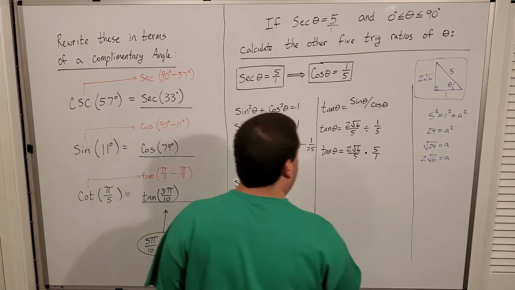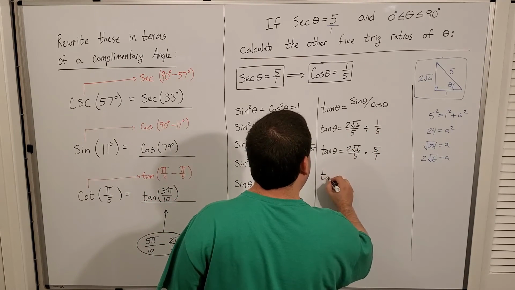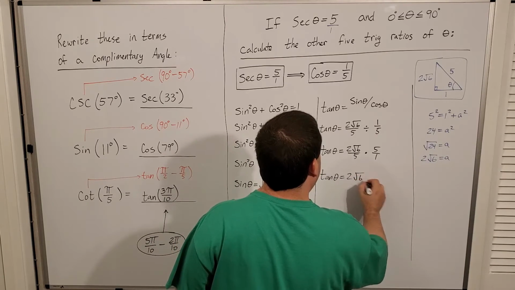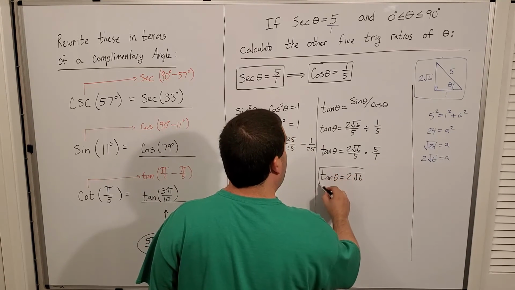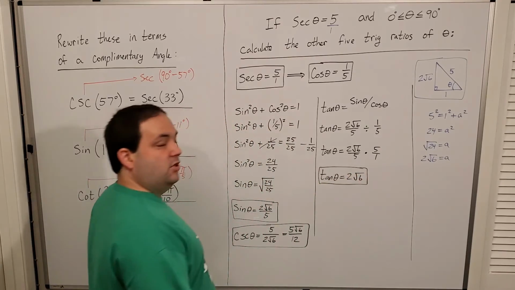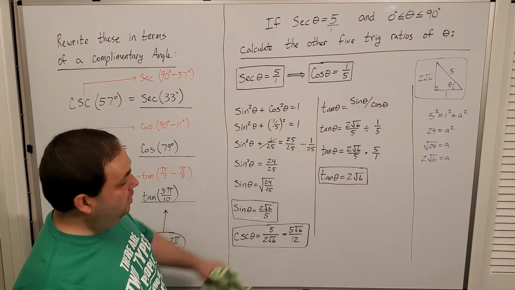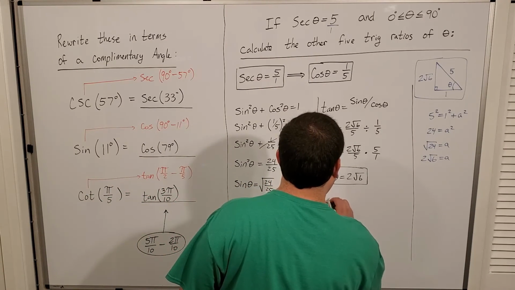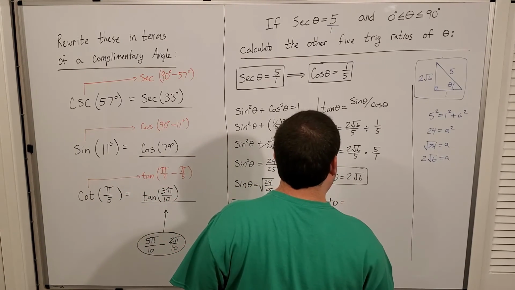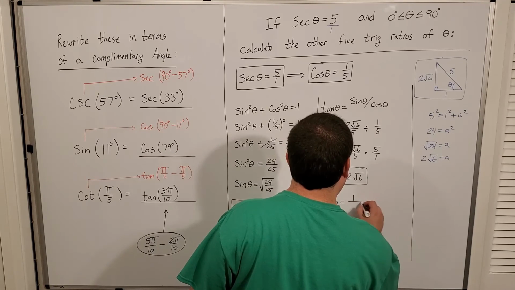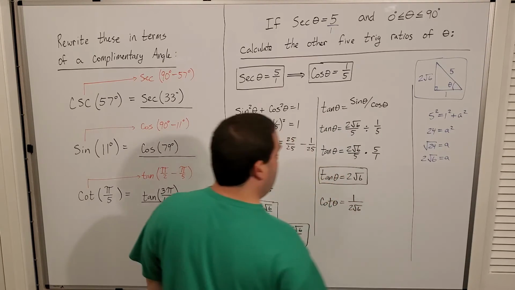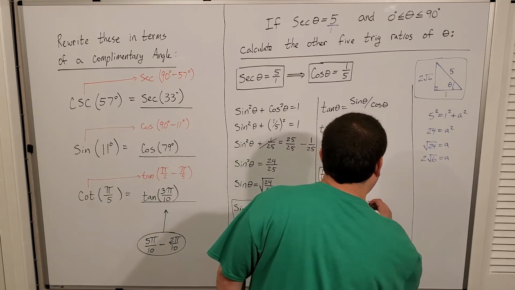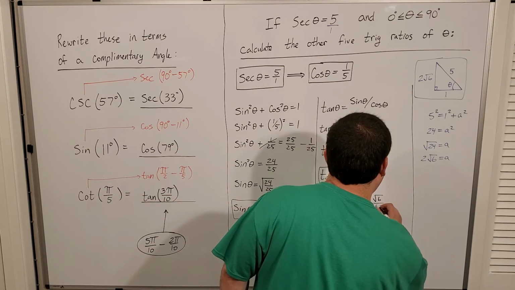And of course the 5's can reduce, showing me that the tangent of theta is equal to 2 square root of 6. And now I've got tangent of theta, and there's only one left, the cotangent, which is the reciprocal of tangent. So cotangent theta is equal to 1 over 2 square root of 6, which, like before, you're going to want to rationalize. So that would be square root of 6 over 12.